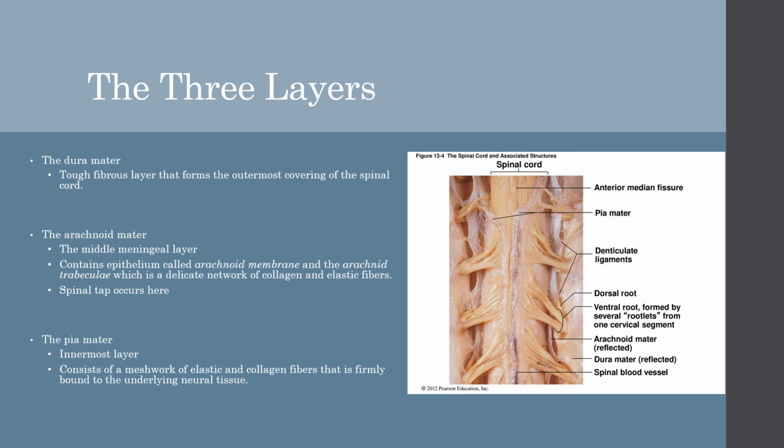If you've ever heard of a spinal tap, typically this is where the needle will get injected, and that's where they're trying to remove some of that spinal fluid. And the last type we have is the pia mater. The pia mater is the innermost layer. Again, it consists of elastic and collagen fibers, and it's bound to that nervous tissue underneath. So you can kind of see the different areas of that in an actual section of a spinal cord.